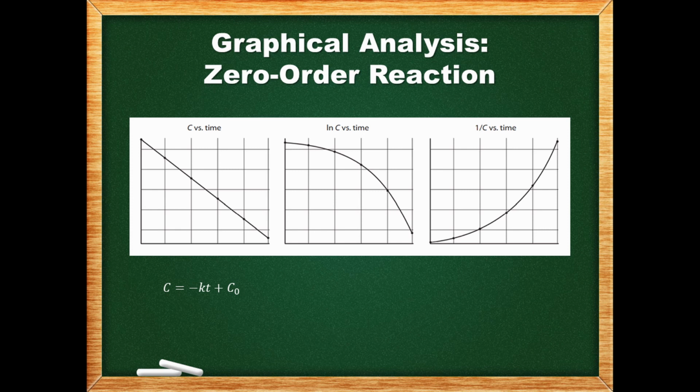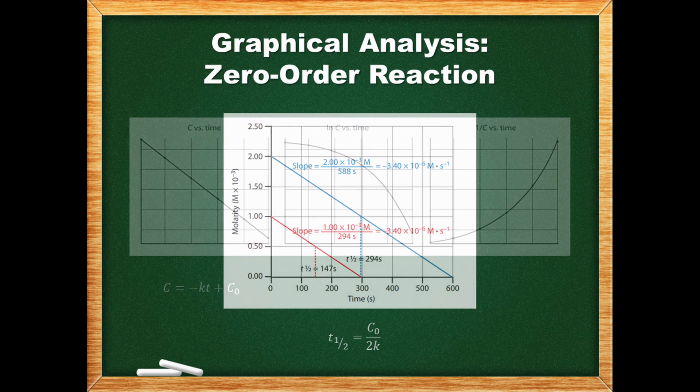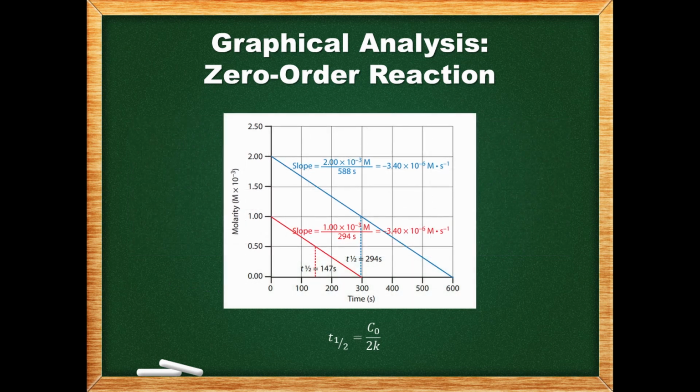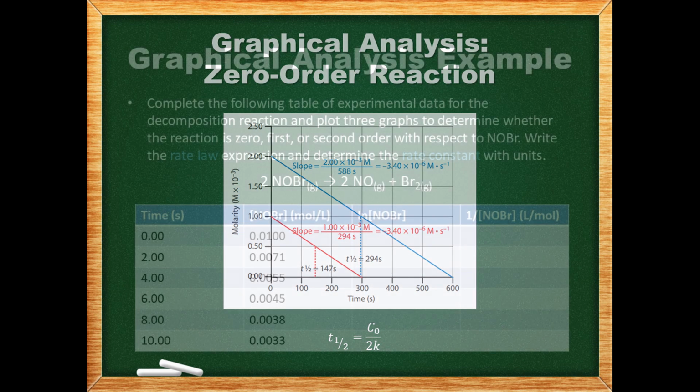The natural log of the concentration versus time relationship is a convex curve, and the reciprocal of concentration versus time plot is a concave curve. This graph shows how halving the initial reactant concentration for a zero-order reaction halves the half-life. However, the slope remains the same for both plots as it is equal to the negative of the rate constant.